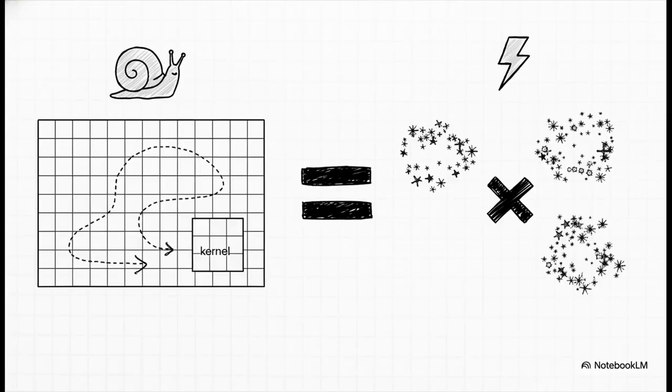So why do all this? Why go through the trouble? Because of a beautiful mathematical shortcut called the convolution theorem. What it says is that the slow process of sliding a kernel over every single pixel, that's convolution, is the exact same thing as doing one simple multiplication in this frequency world. It's a massive, massive time saver.